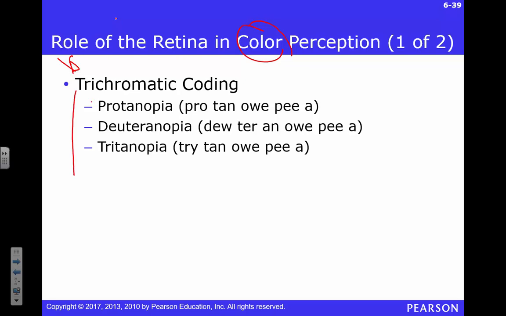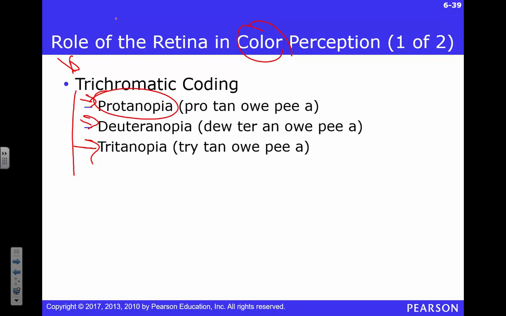If we talk about someone who's missing one, two, or three cone types, or they've got a problem with their cone types, then we can use different words. Protanopia is the most common type of color blindness. It is still not terribly common. I think maybe 2-3% of men are colorblind. It's still a fairly small number. Females, very unlikely that a female would be colorblind.